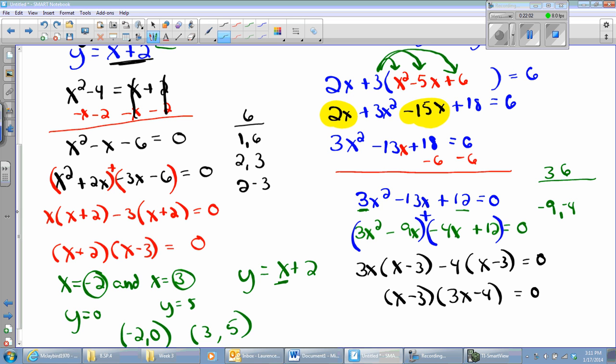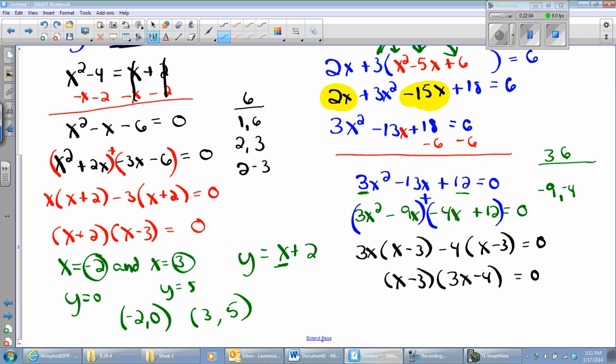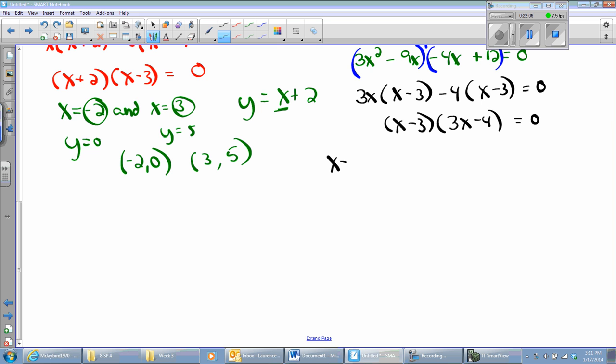Okay, I'm going to solve for x in both equations. X minus 3 equals 0, so therefore x is going to equal 3. And then 3x minus 4 equals 0. 3x is going to equal 4. X is going to equal 4 thirds, which is the same as 1 and 1/3. All right, so I have my two x values. Again, they're going to intersect twice.